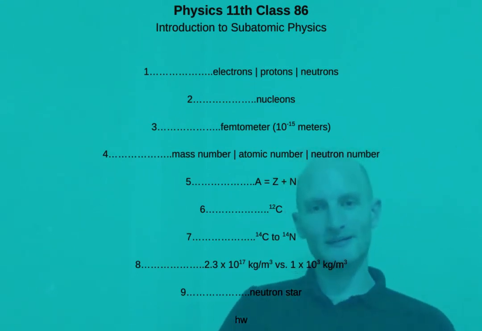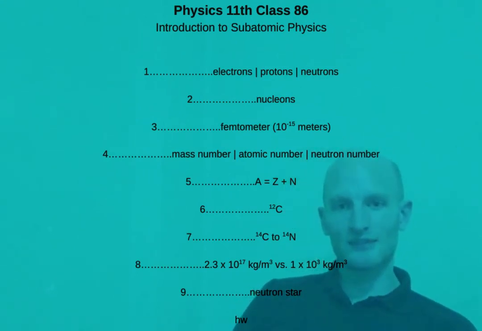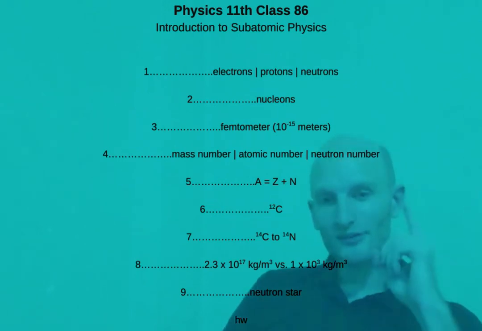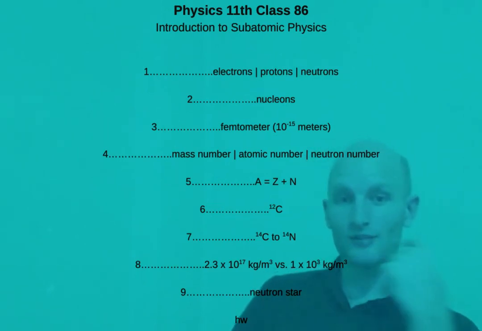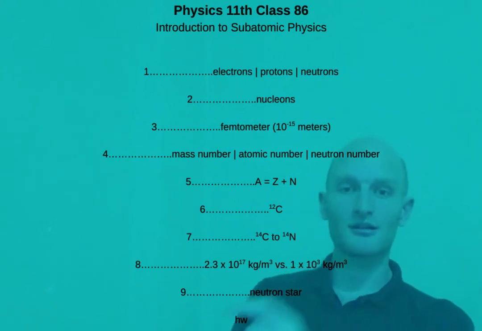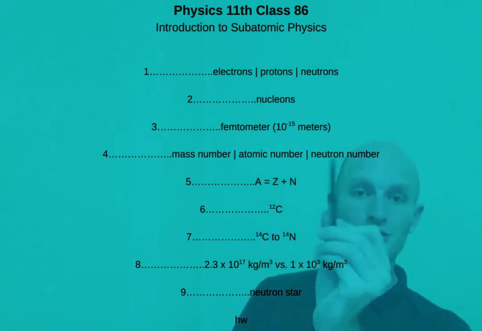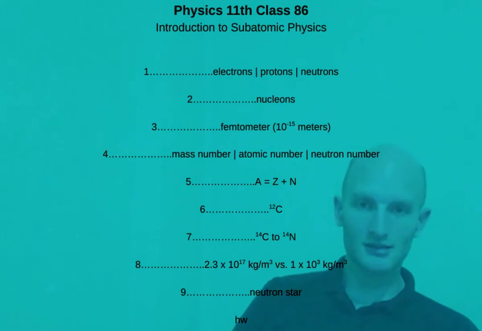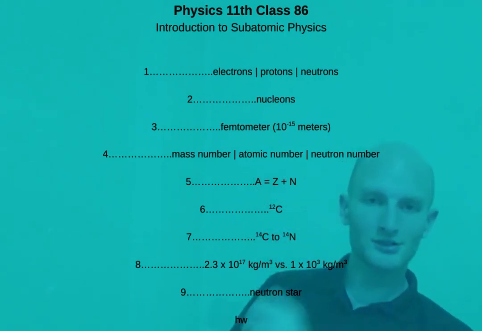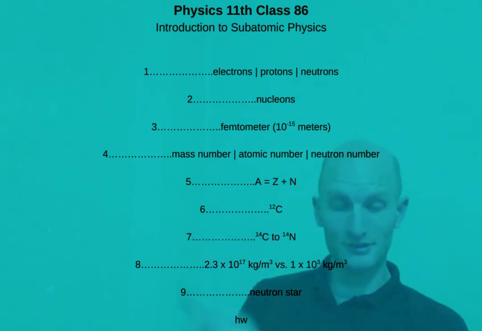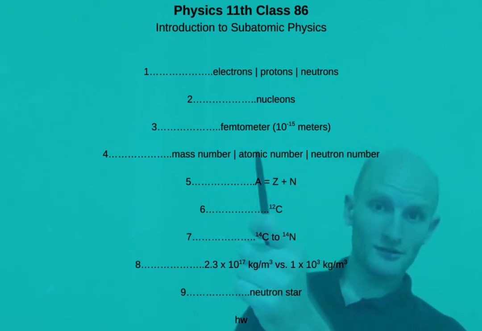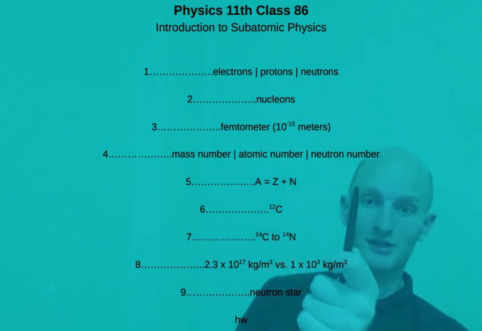Okay, now let me say this: the atomic number is the number of protons. The number of protons is the atomic number. And then the neutron number is the number of neutrons. So atomic number corresponds to protons. Neutron number corresponds to neutrons. Mass number is the number of protons plus the number of neutrons.